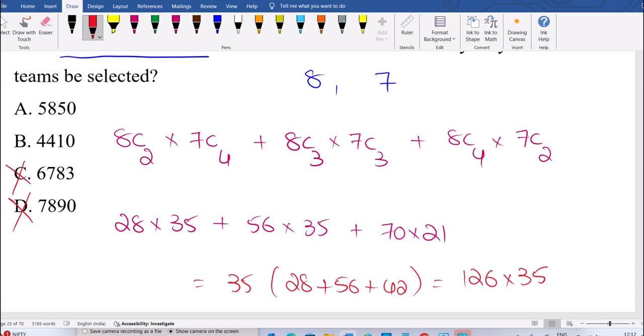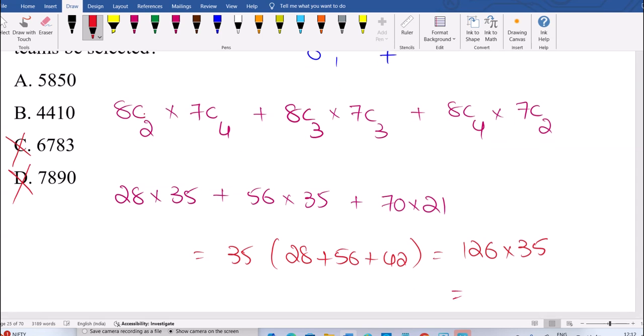This is not D. Option A or B, which one? Or you can put this like 63 into 70. It's easy for you now. Remove 2, give it to that 35. So then it might be easy for you from a calculation point of view. So 4,410, option B is correct. But these calculations we need to do fast.